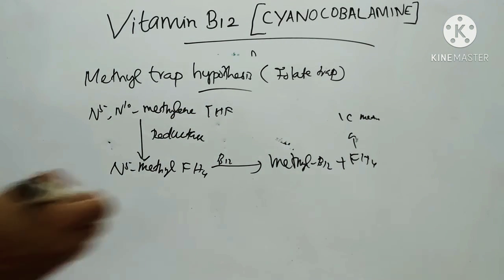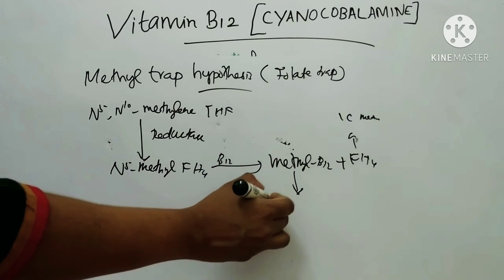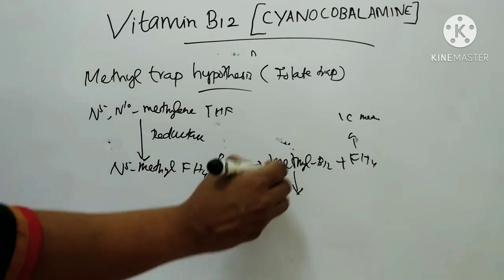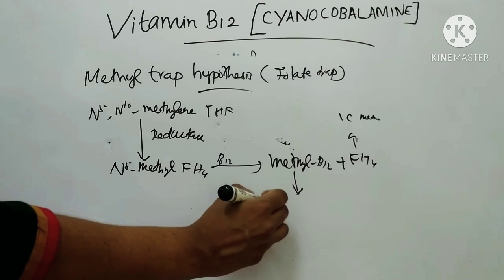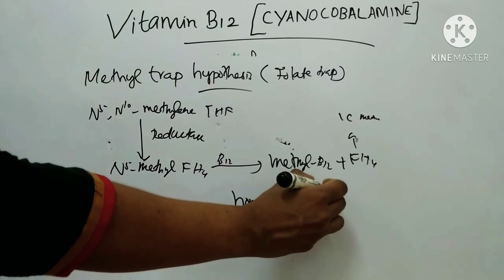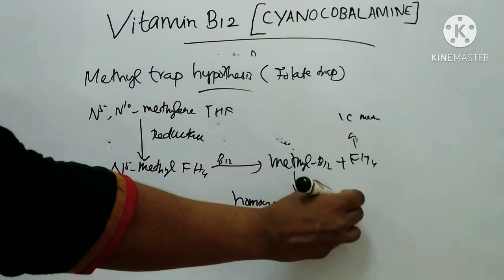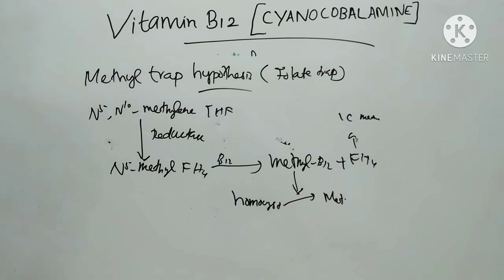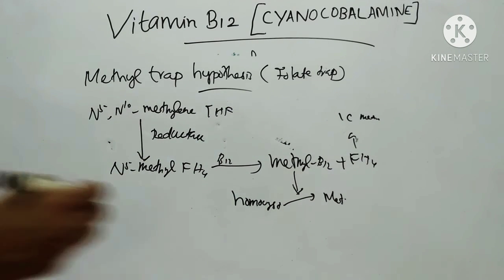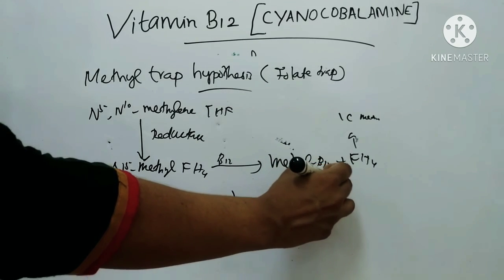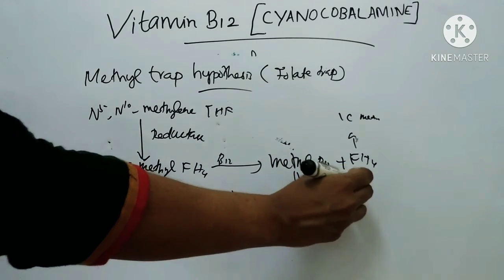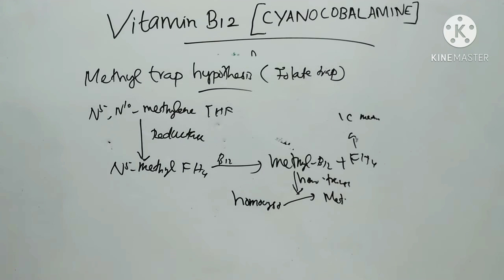Then this methyl B12 is required for the conversion of homocysteine to methionine, by the enzyme homocysteine methyl transferase, or methyl synthase. Its failure is called folate trap. Let's see it in detail.